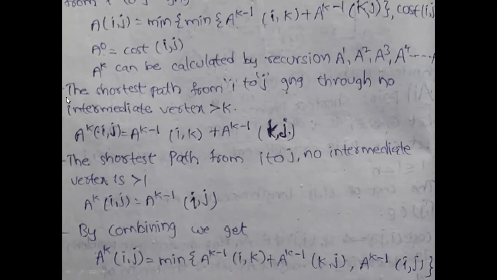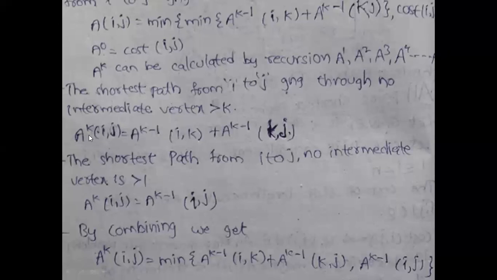A power K can be calculated recursively using A power 1, A power 2 and so on. For calculation of A power 1, we use the matrix A power 0. For calculation of A square, we use the matrix A power 1. A power 3 is calculated using matrix A square, and so on up to A power n minus 1.